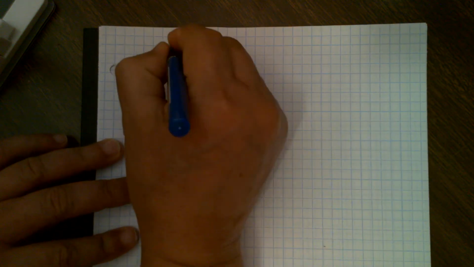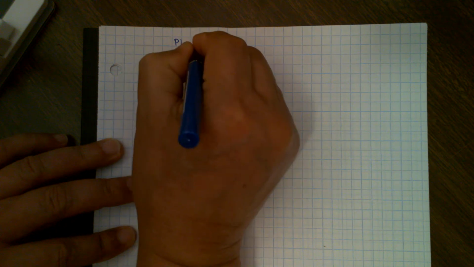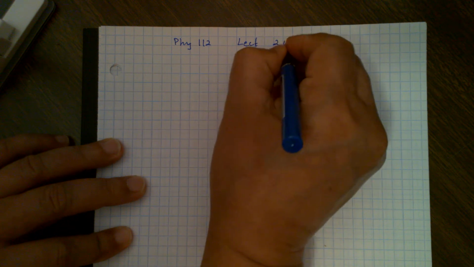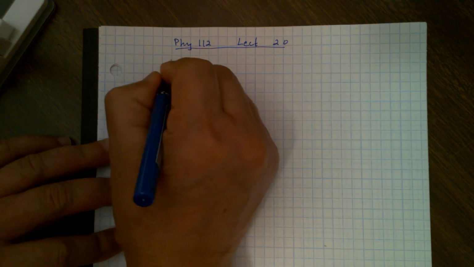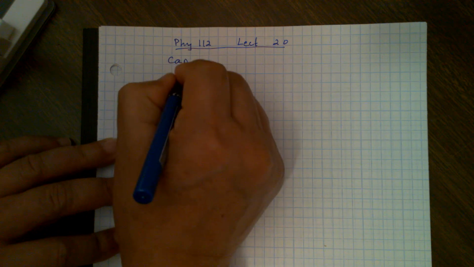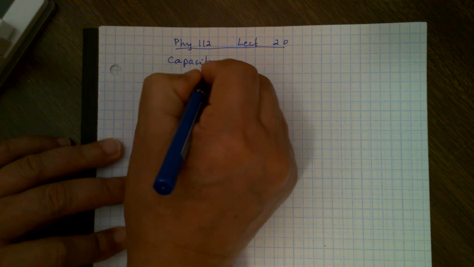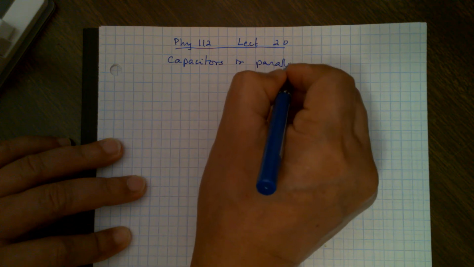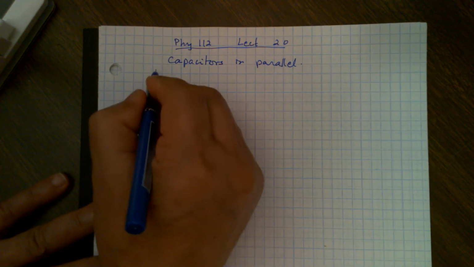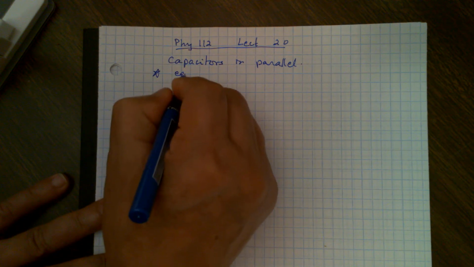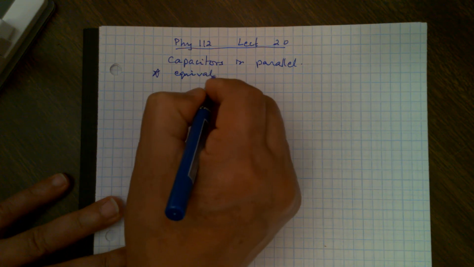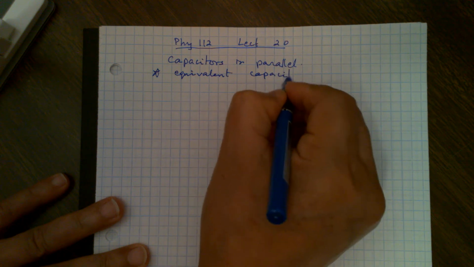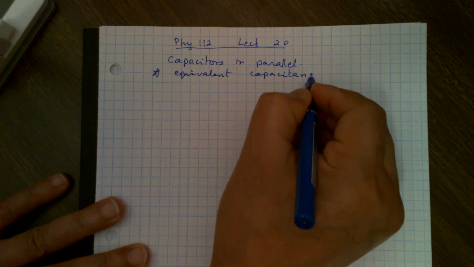Okay, this is Physics 112, Lecture 20. I'm going to talk about capacitors in parallel. And the main thing is we want to find equivalent capacitance. That's what we want to learn. Okay?